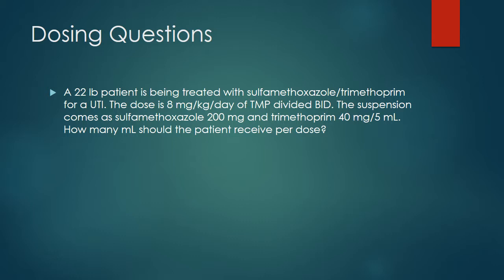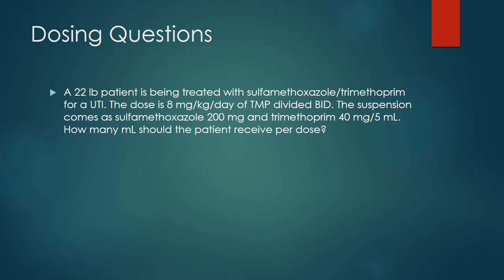Okay. Anyway, so this kid's 10 kilograms, which means how much trimethoprim is he getting a day? Right, so 80 milligrams, so 8 times 10, right? So he's getting 80 milligrams per day, and that's divided twice a day. So I know that per dose he's getting 40 milligrams of trimethoprim, right? And so then that means how many mLs should he be receiving per dose? 5 mLs, right? Perfect. Pretty easy, right? This is harder than the test.